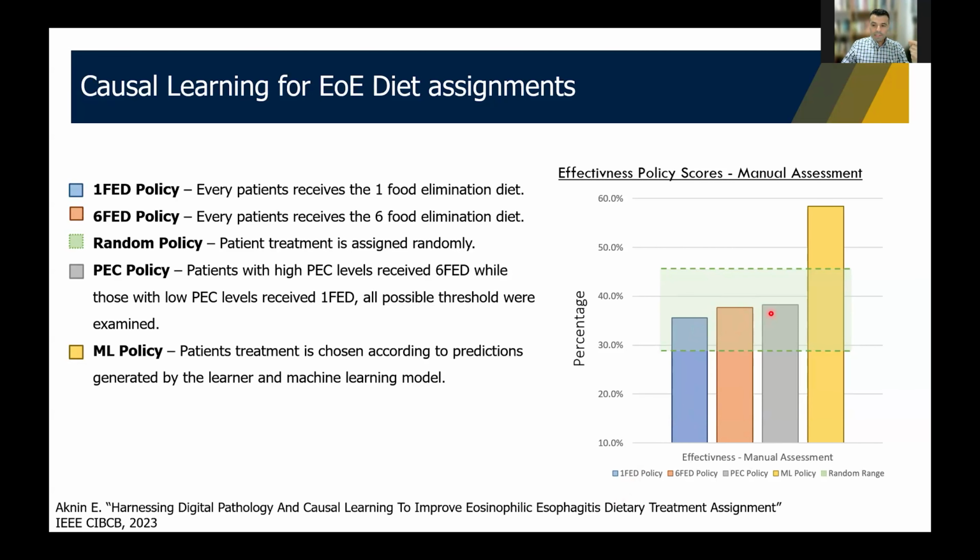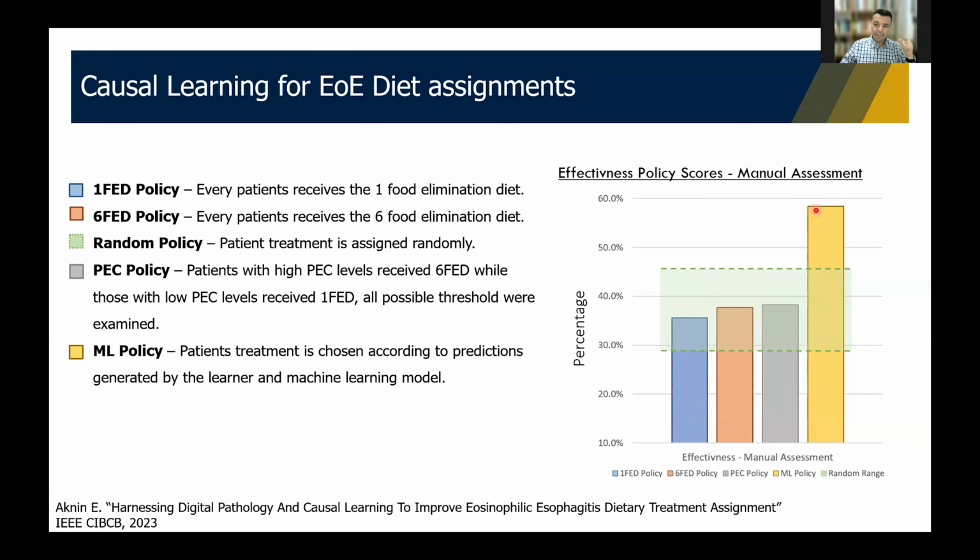Now, what you see here in this green band is actually the effectiveness if I flip a coin when I get a patient. So if I have a patient and I know nothing about him, I just flip a coin and say, okay, you get 1 food elimination diet, you get 6 food elimination diet, totally random. You can see that you can get around 30%. So in this sense, giving 1-fed or 6-fed is as effective as flipping a coin.